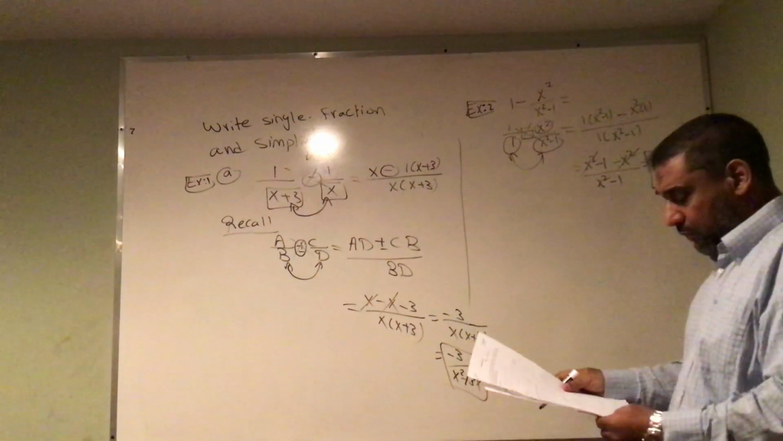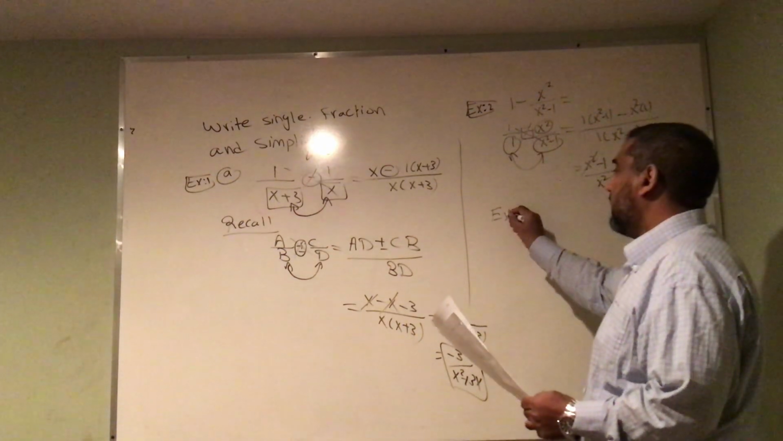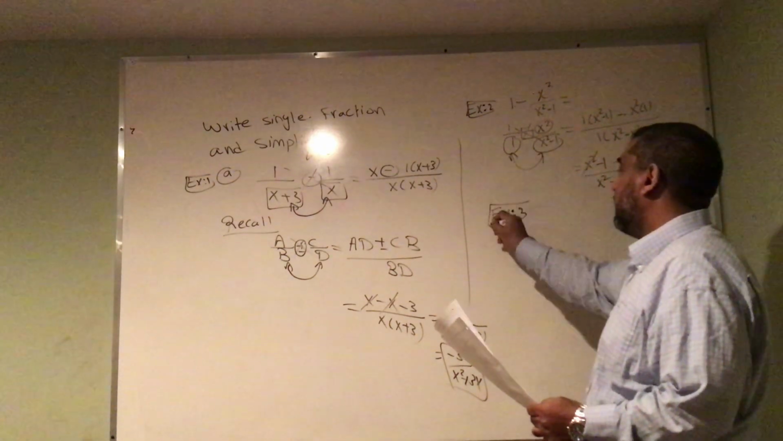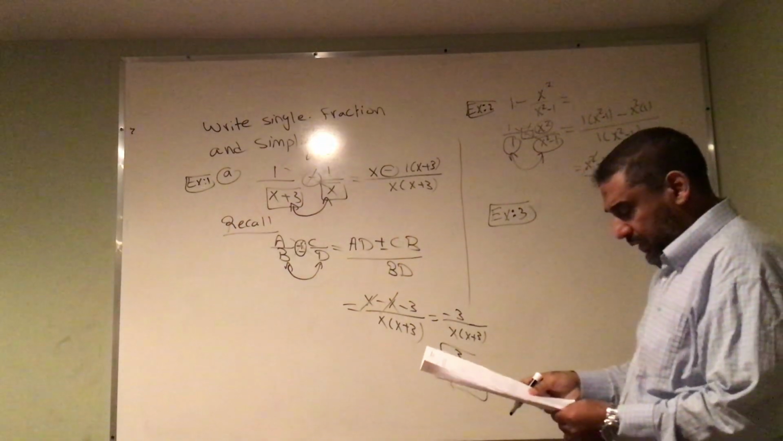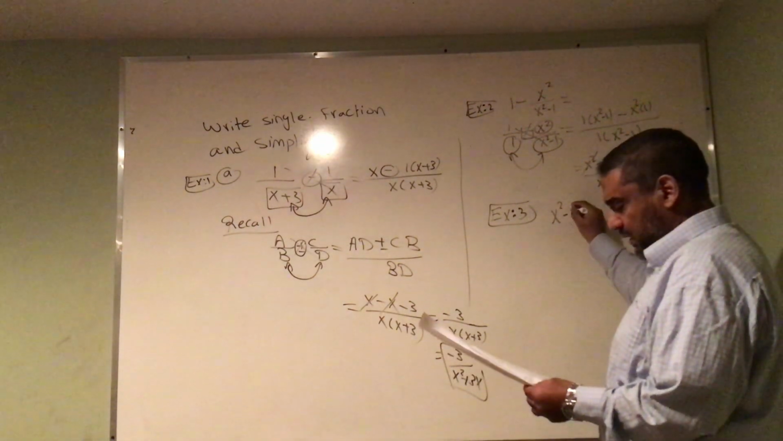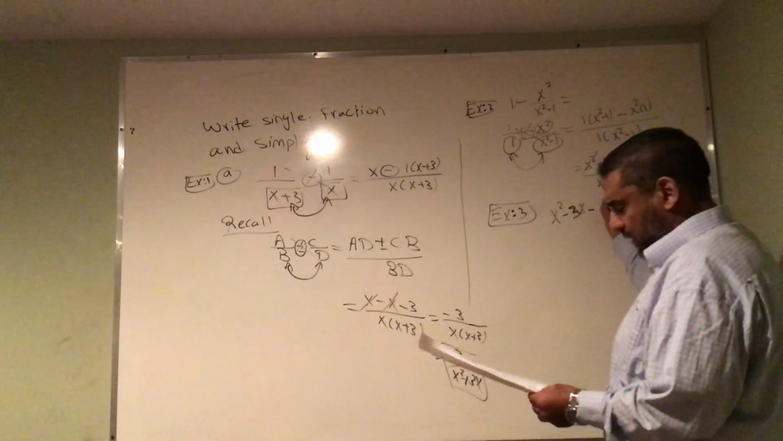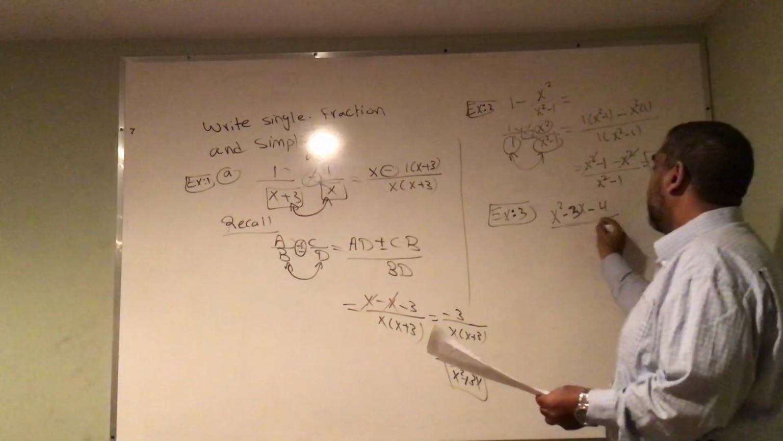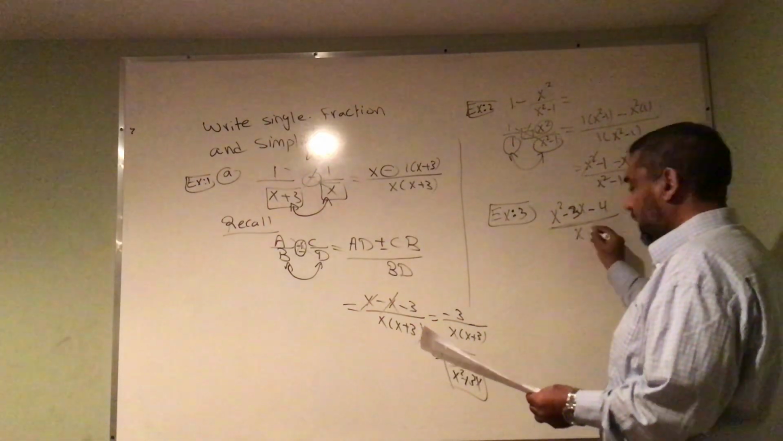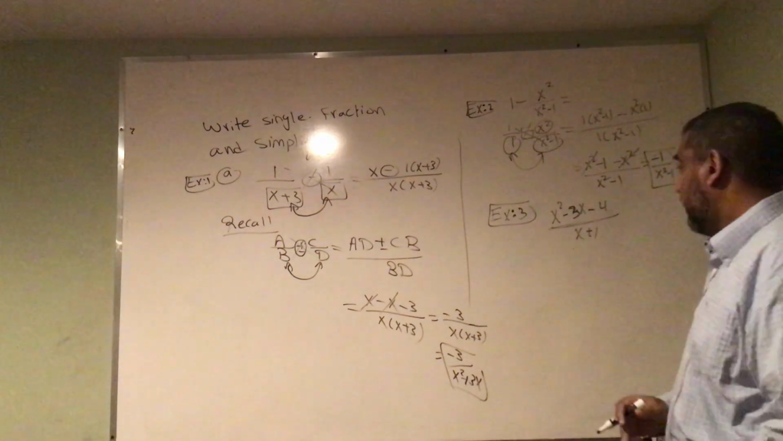So another example here, how to simplify. Today here, as I said, how to simplify the fractions. So example number 3 here, if I have x squared minus 3x minus 4 divided by x, the whole thing is a fraction, x over 1. How to simplify this one here, guys?